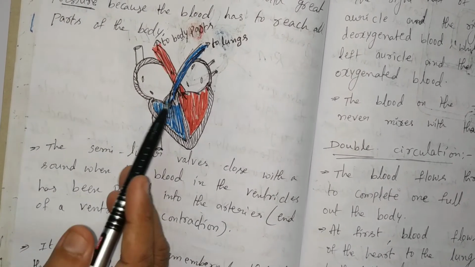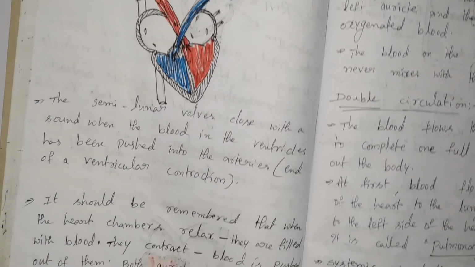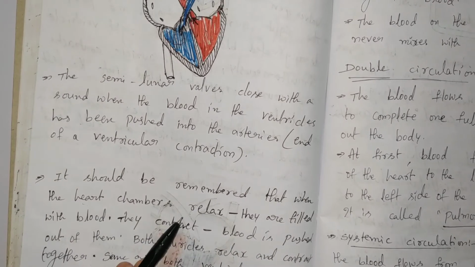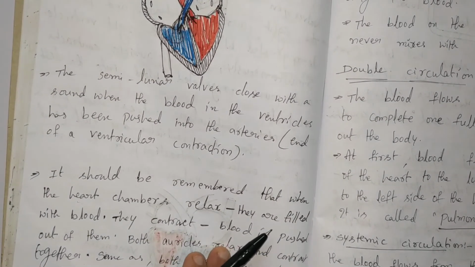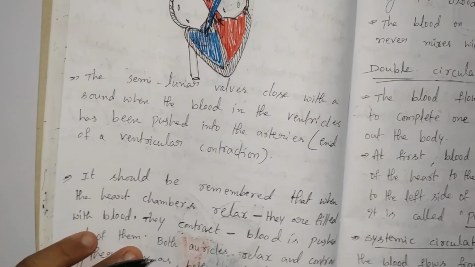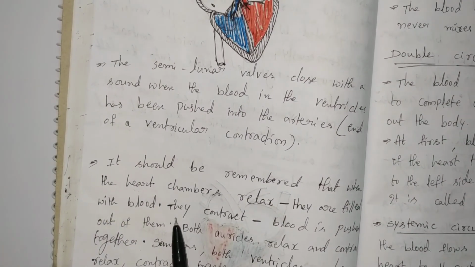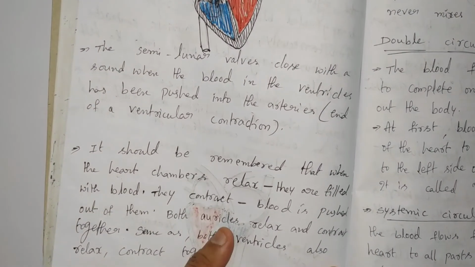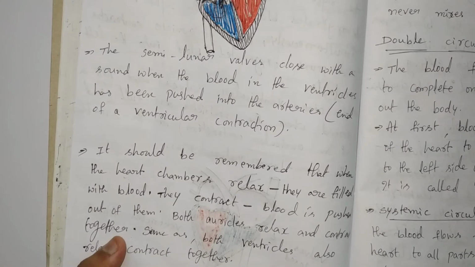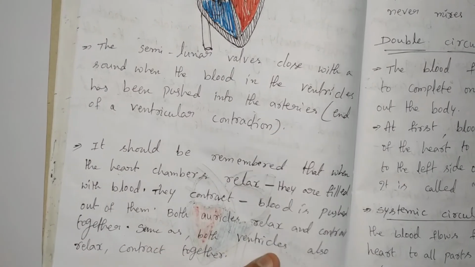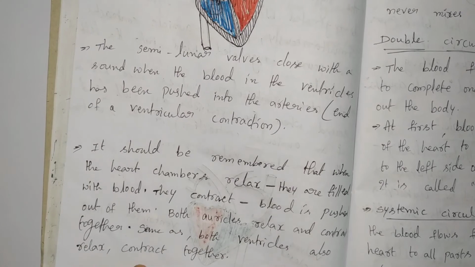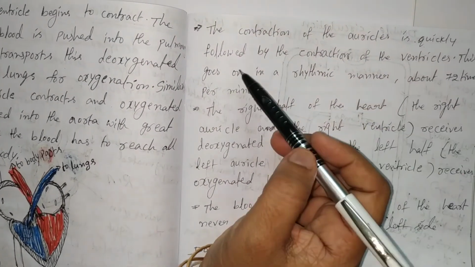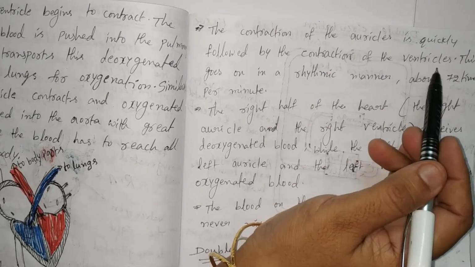So this is the overall circulation of the blood. Next, it should be remembered that when the heart chambers relax, they are filled with blood. If they contract, blood is pushed out of them. Both auricles relax and contract together. Similarly, both ventricles also relax and contract together. The contraction of the auricles is quickly followed by the contraction of the ventricles.